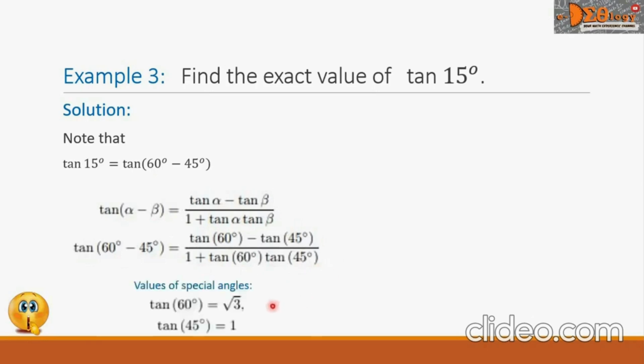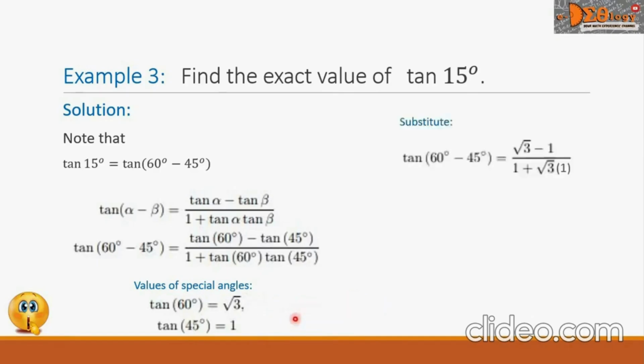Our values for the tangent 60 degrees and tangent 45 degrees are here. We can get these values from our unit circle a while ago, considering that the tangent A is equal to sine A over cosine A.